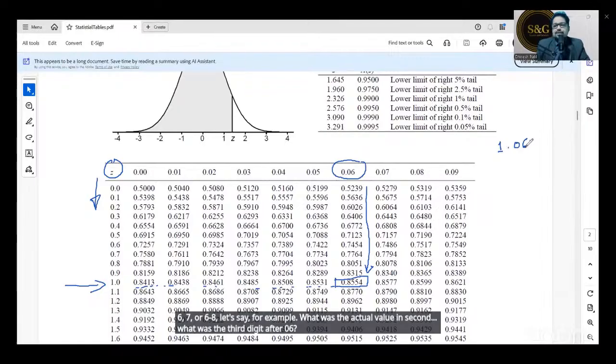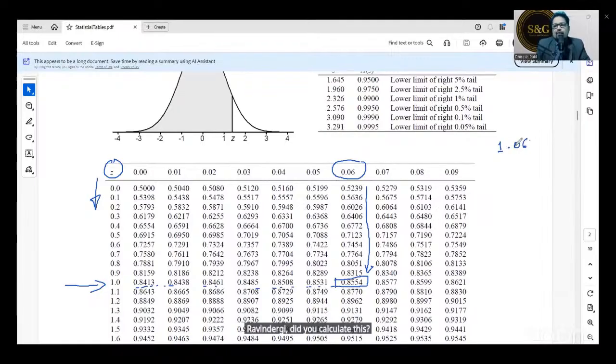Ravindra ji, did you calculate this? What was the value after 1.06? If it is more than 5, then you can consider 1.07. That will be better. Yes, it was 1.066. So you can consider 1.07. In that case, we just round it off to 1.07.